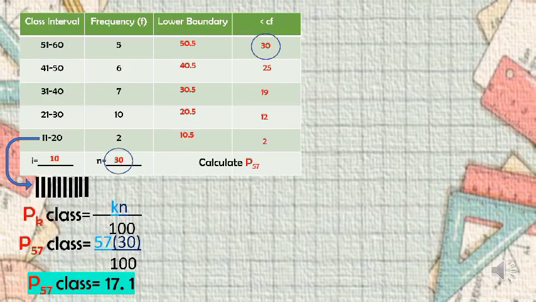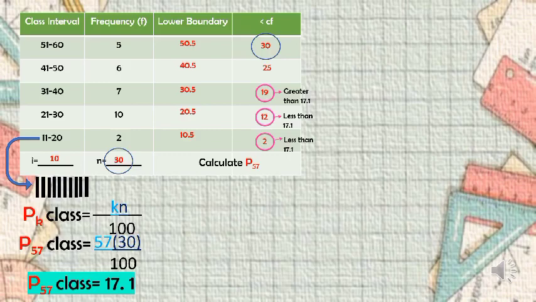Now, to get the percentile class, tingnan natin itong less than cumulative frequency table. So, dapat itong less than cumulative frequency must be greater than or equal to 17. So, itong 2, less than ito sa 17.1. So, hindi ito yung percentile class. Then, ito naman 12, hindi din siya yung percentile class. So, itong 19, ito yung greater than 17.1. Therefore, our percentile class is located at third class.